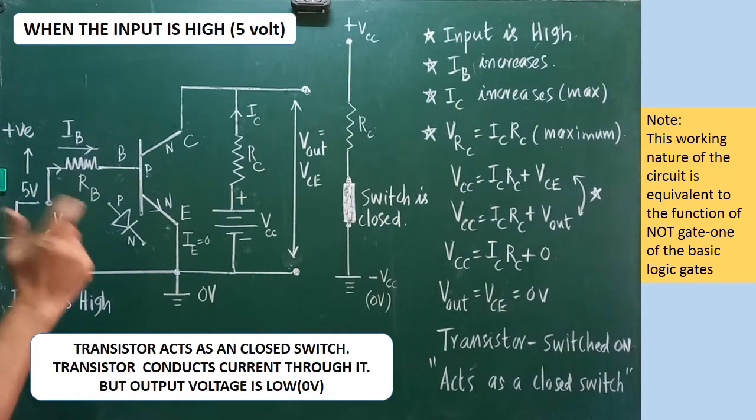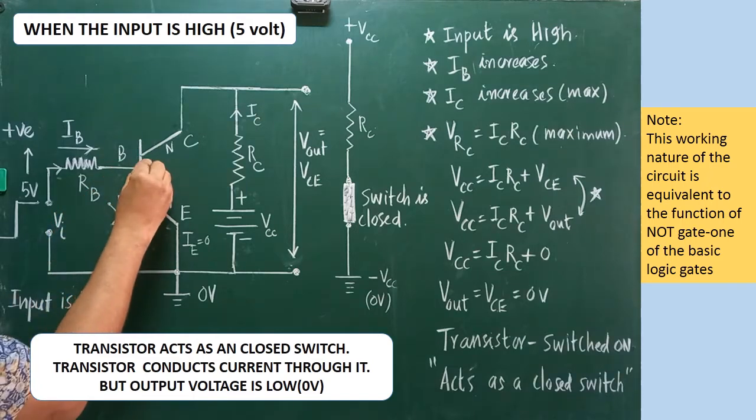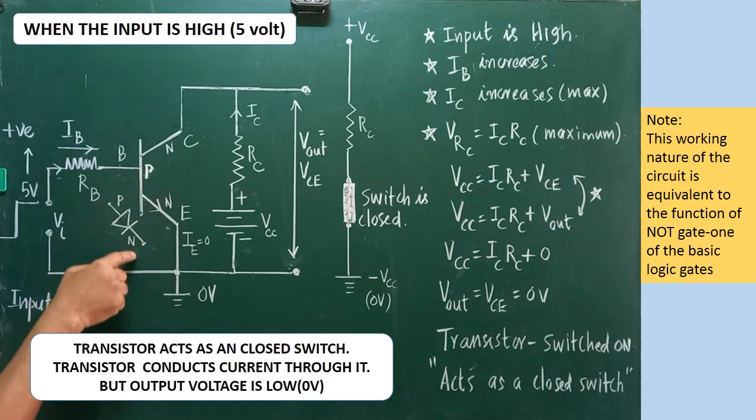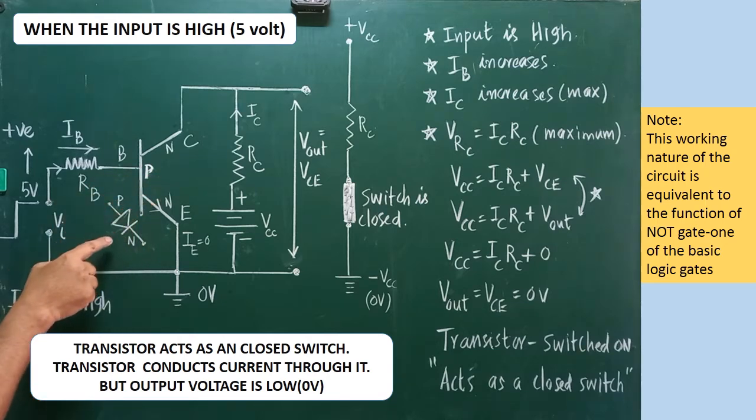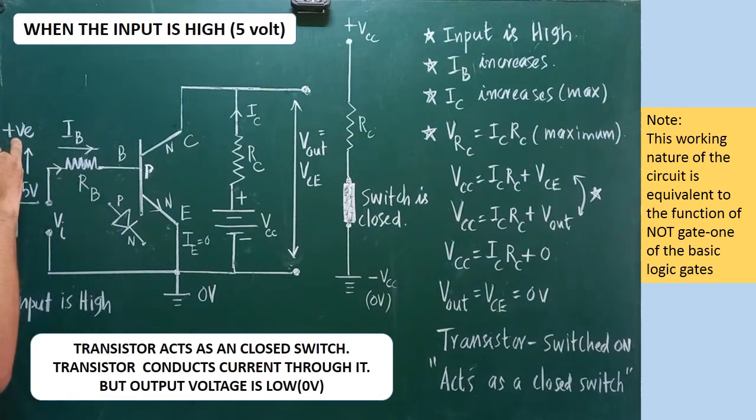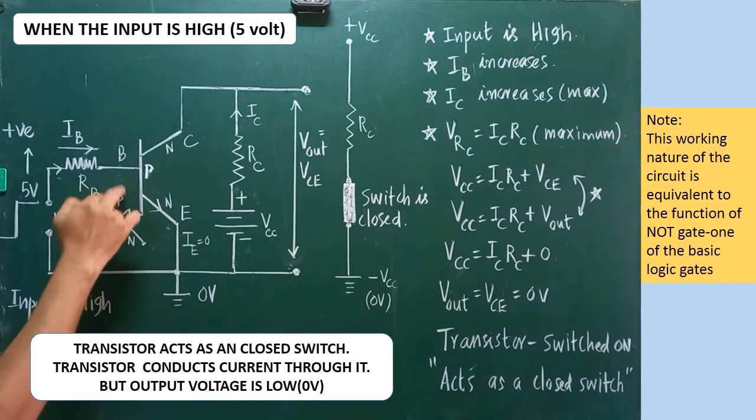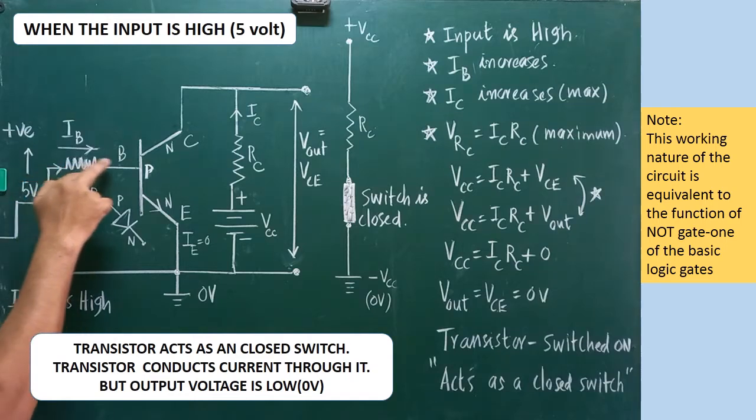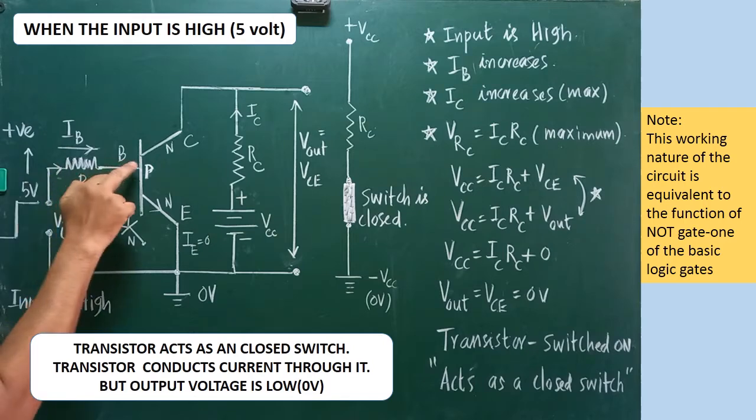Are you clear? As I have told earlier, across base and emitter, this portion can be assumed like a PN junction diode. Here P is there, here N is there. This small junction portion can be compared with a diode. Look at here, the P is connected with positive and N is connected with the ground. So it shows that this portion is forward biased. Since it is forward biased, what will happen? The base current starts flowing. Are you clear? The base current through the RB starts flowing.